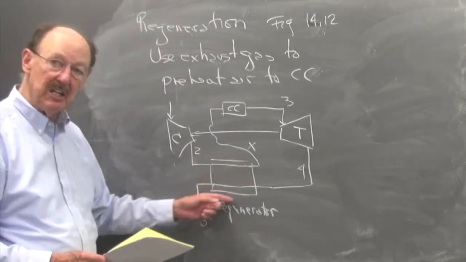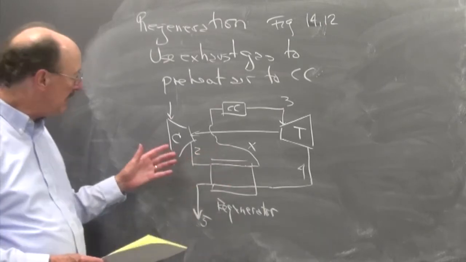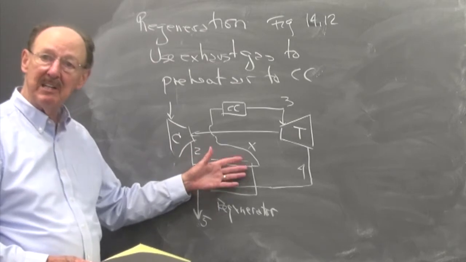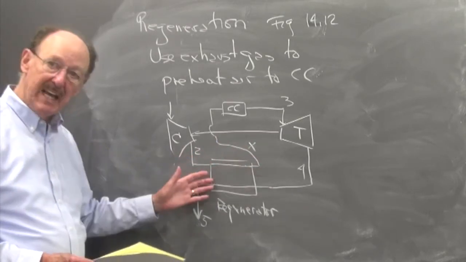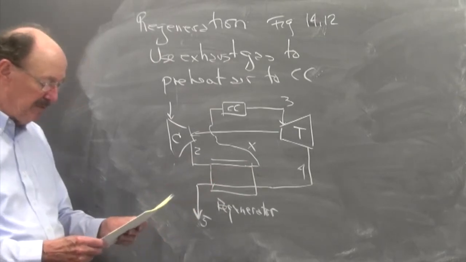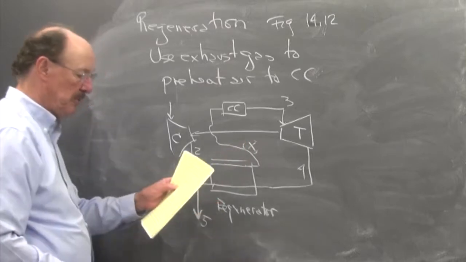So this is a heat exchanger. It's maybe a fin tube heat exchanger, something like that, where the air goes through the inside of the fin tubes and the exhaust gas goes over the other side. There are a couple of different configurations for that. So this comes out at an unknown temperature, but a higher temperature.